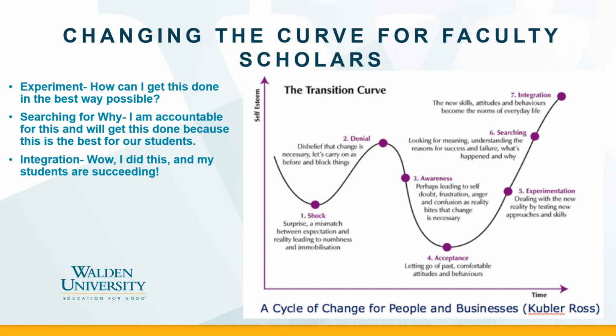So after you are in the experimentation phase, you'll move on to the searching phase. So your faculty might be searching for why. Okay, so I'm implementing this, I'm experimenting with it, but I want to know, why am I accountable for this? And will this get done because it's the best for our students? And that's where communication is key with your faculty. Having an open line of communication, not just you delivering a message to them, but also allowing them to come to you and to your leadership with questions that they might have, with things and trends that they might have identified or seen through this process.